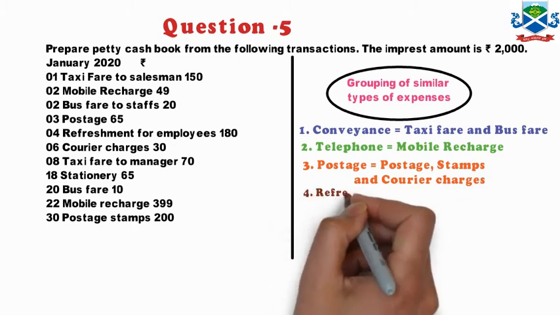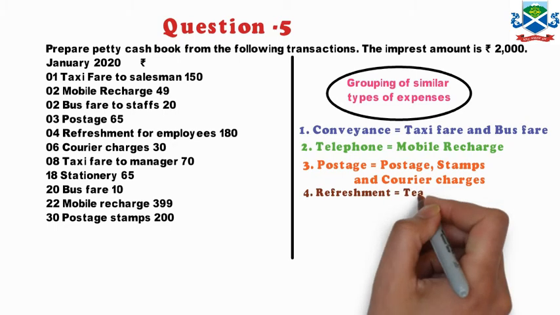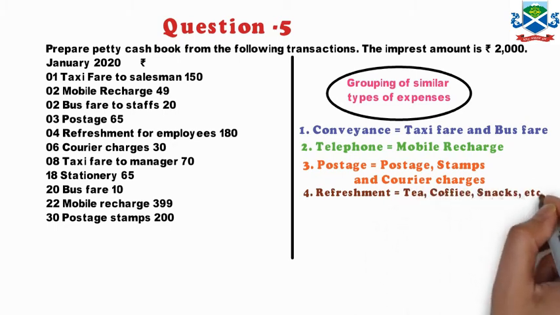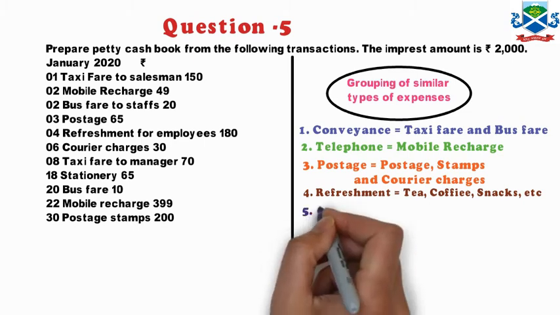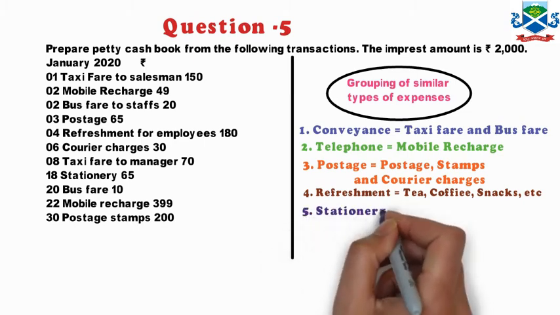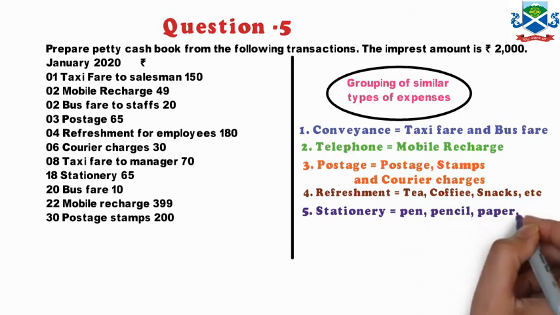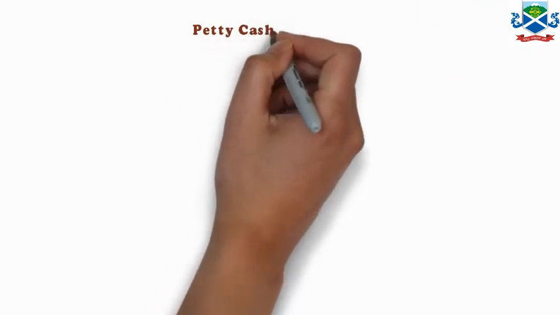Next we have refreshment: any kinds of tea, snacks, coffee and so on will be entered in the refreshment column. And next one is stationery: all types of pen, pencil, eraser, or for that matter the copy book, all are entered in stationery. Now the petty cash book will be prepared.